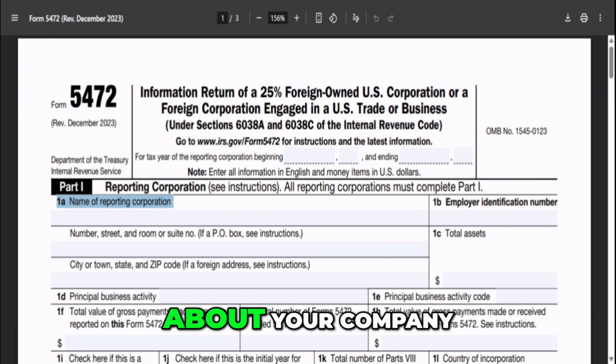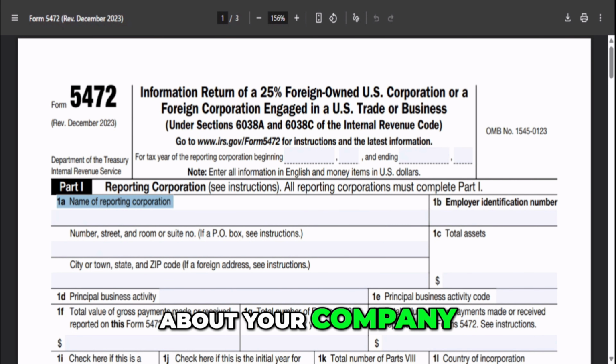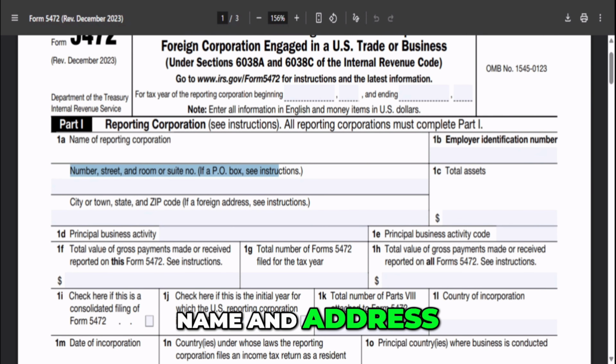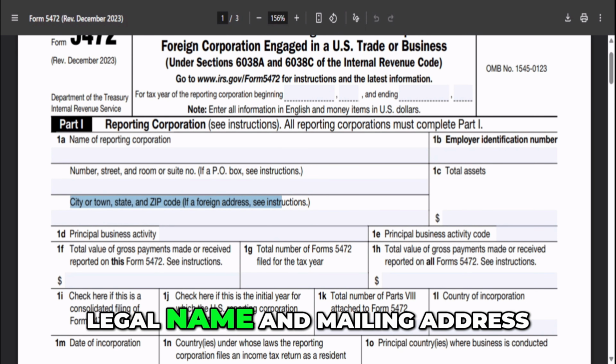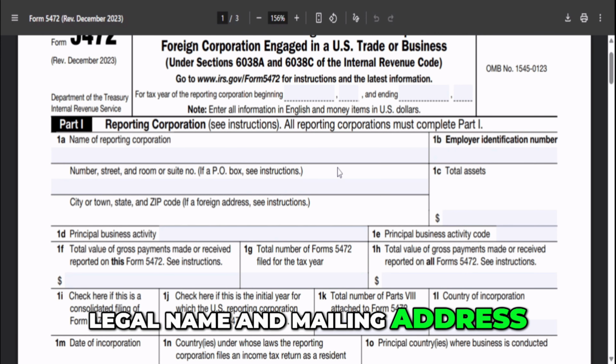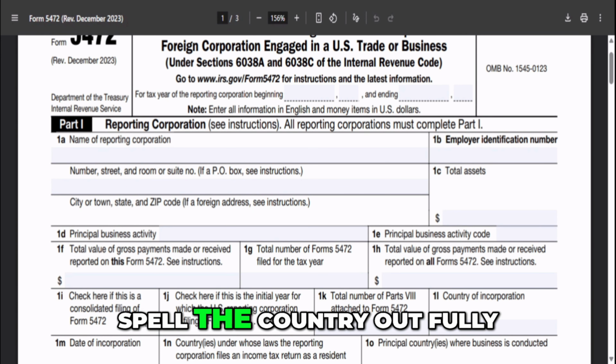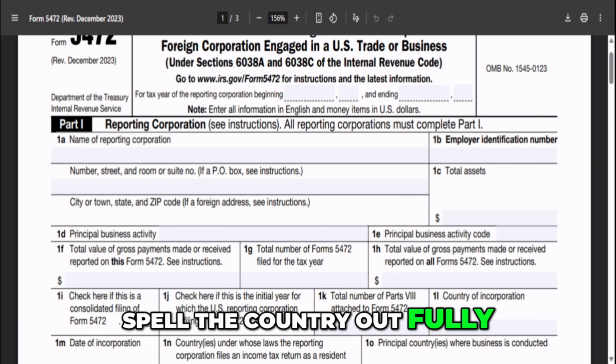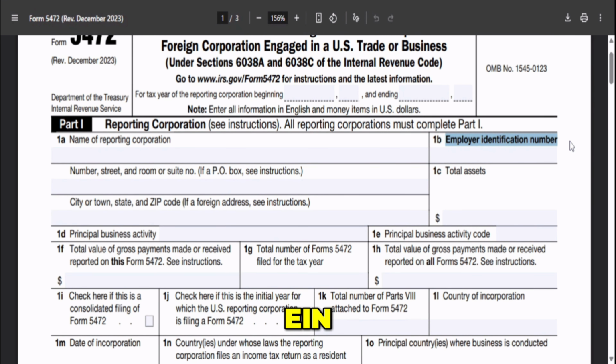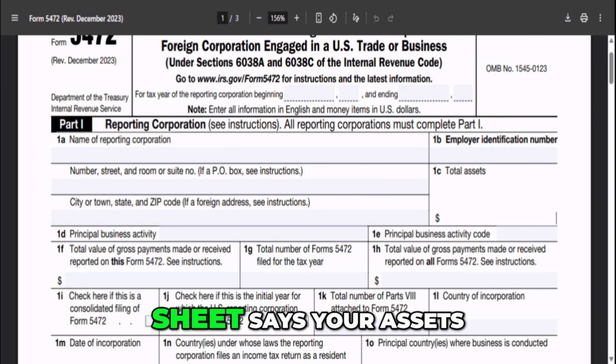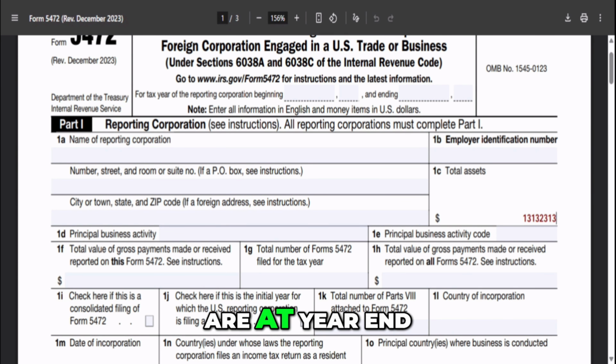Part 1. About your company. 1A. Name and address. Just put your company's legal name and mailing address. If you're outside the US, spell the country out fully. 1B. EIN, your business tax ID, not your SSN. 1C. Total assets, basically what your balance sheet says your assets are at year end.